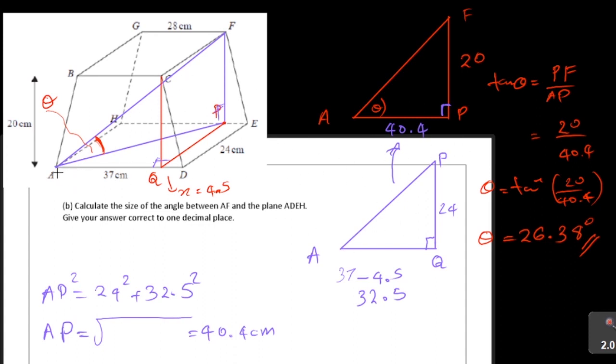So you have to identify that if I can find this AP length, that's a right angle triangle. You have to visualize this, and what you have to find, the angle given is this theta. This plane ADEH means this line between AP and AF. You should be able to analyze the given data and simplify it. Otherwise, these kind of questions take a lot of time. They will waste a lot of time if you don't understand or visualize it properly.